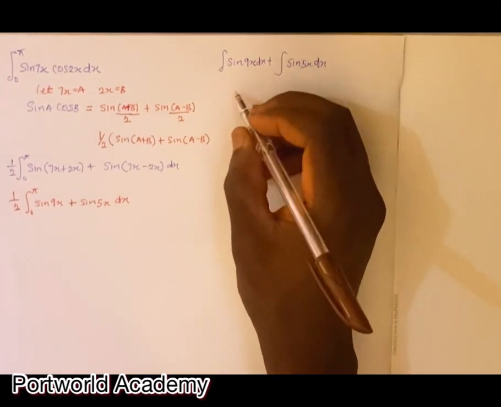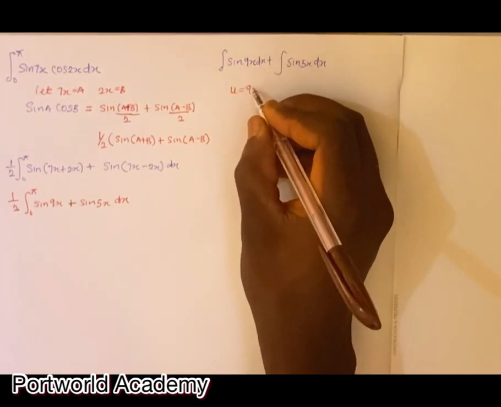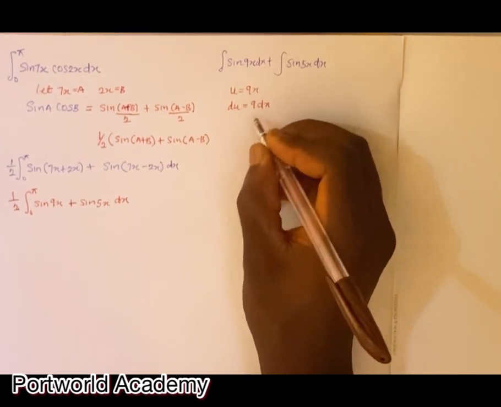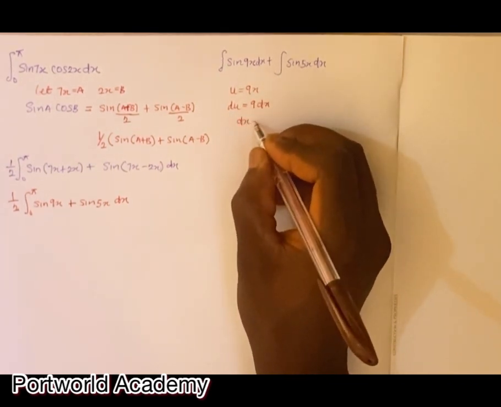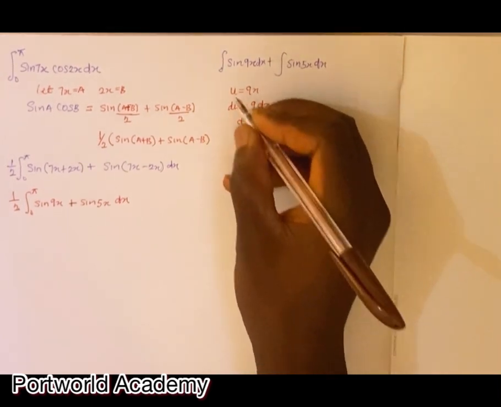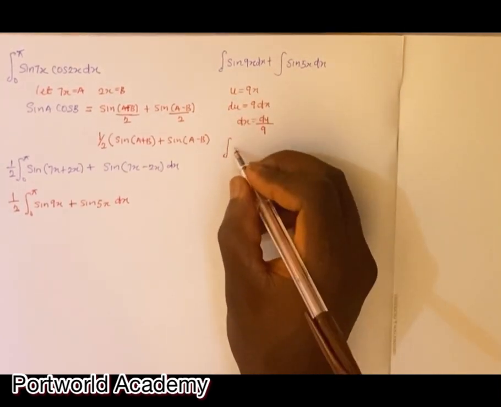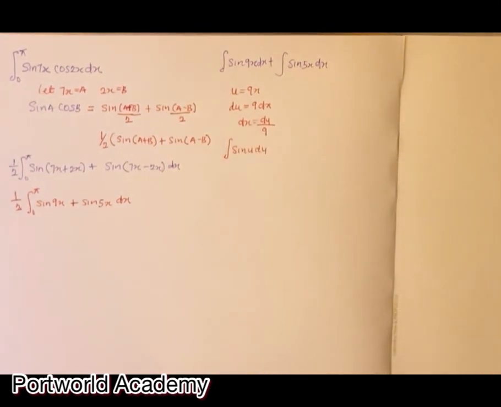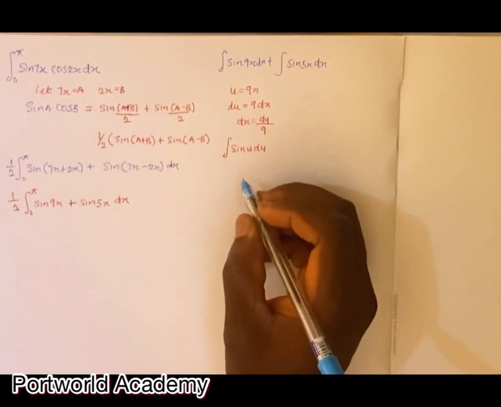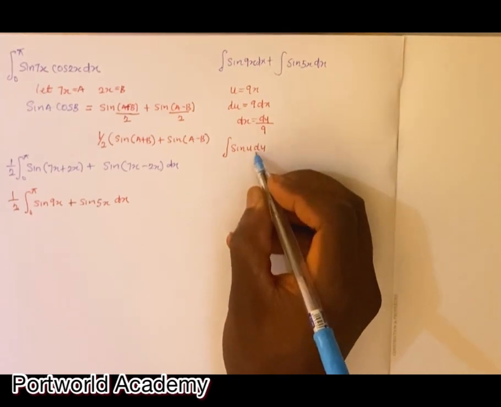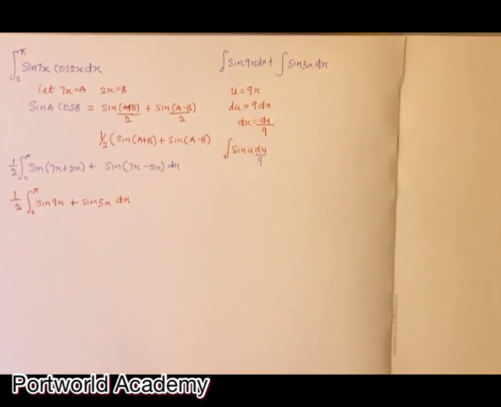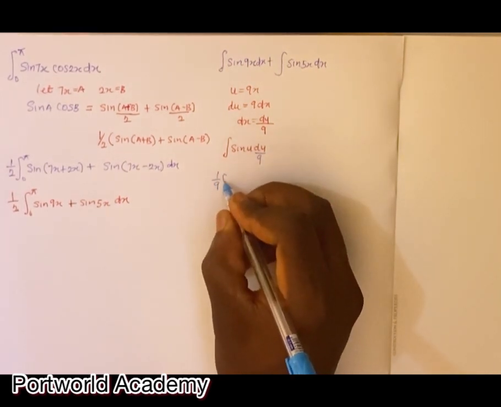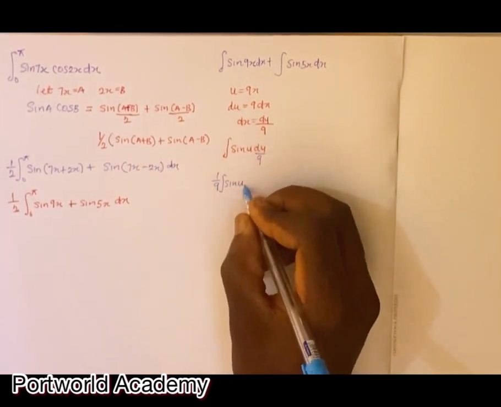Using my substitution method, I can say let u equal 9x. Then du equals 9 dx, so dx equals du over 9. You are going to have the integral of sine u du, and whenever you integrate sine u, you get negative cos u. Don't forget that you're having the 1 over 9 here. So I'm going to have 1 over 9 integral of sine u du.